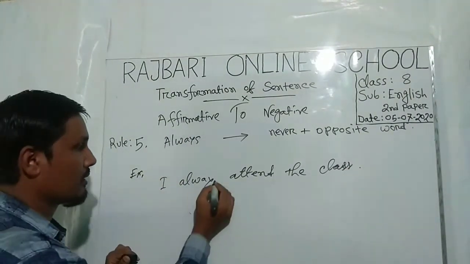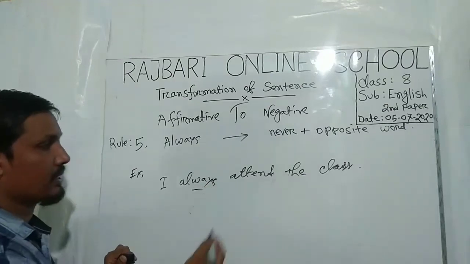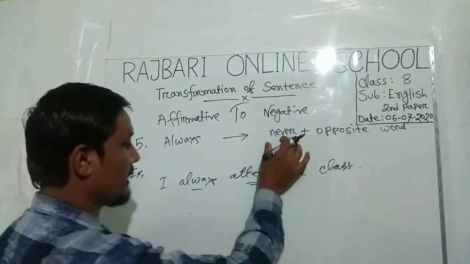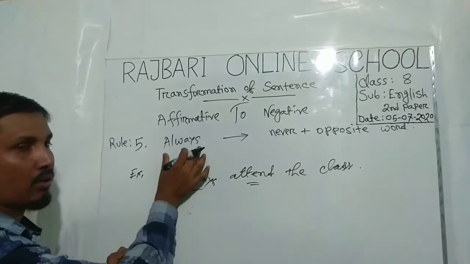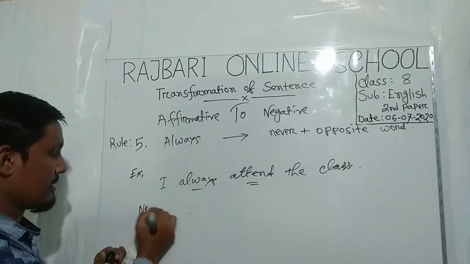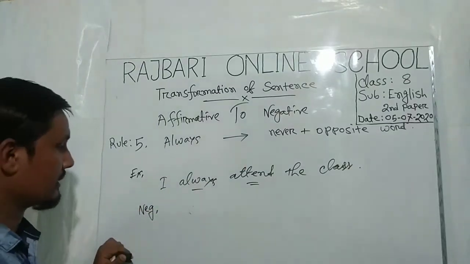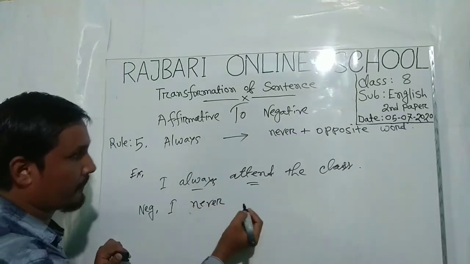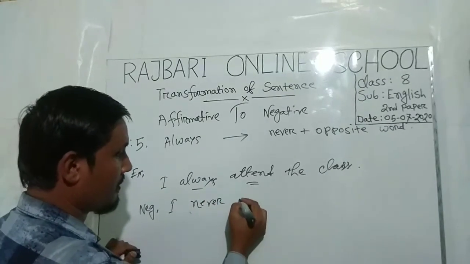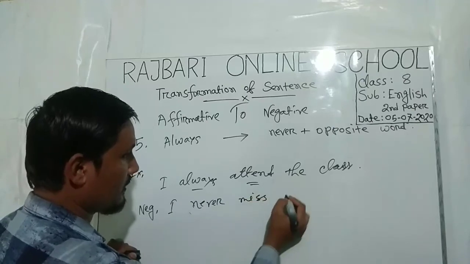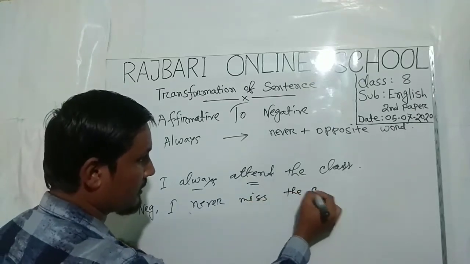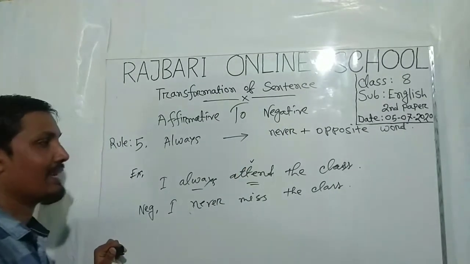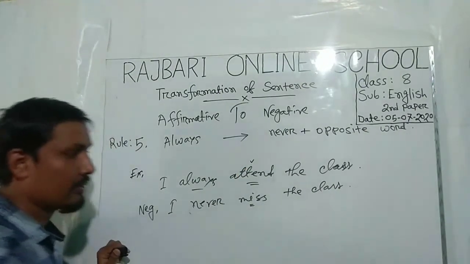Here you can see always, and that is the verb, and you have to use the opposite word, and you have to use never in place of always. And the example is that, and answer is I never miss the class. I never miss the class. The opposite of attend is the word miss.